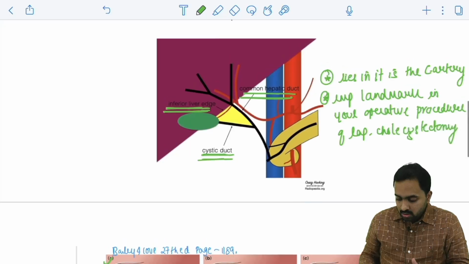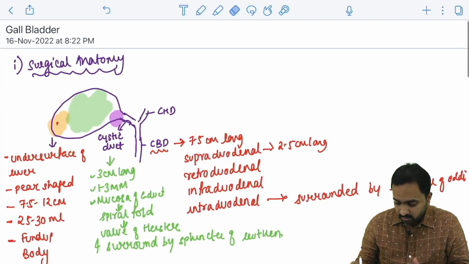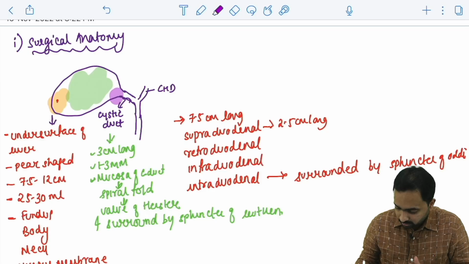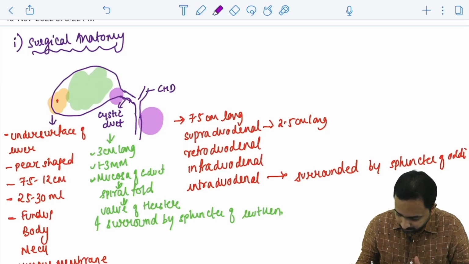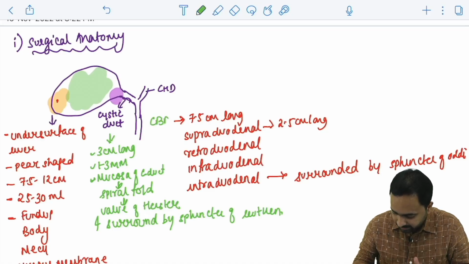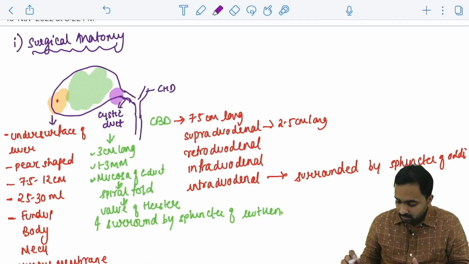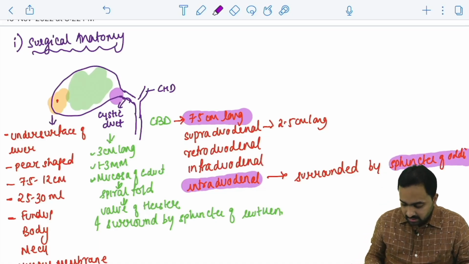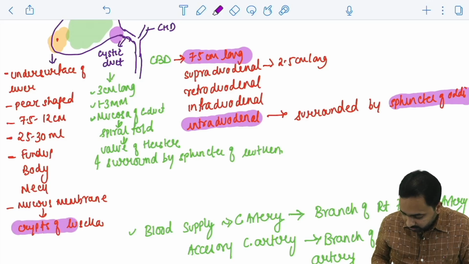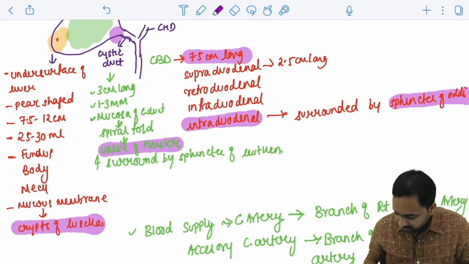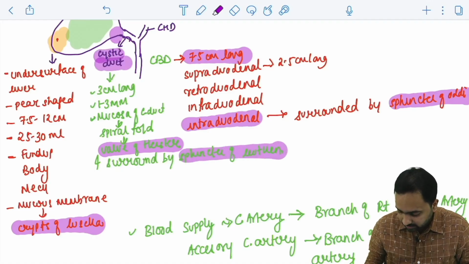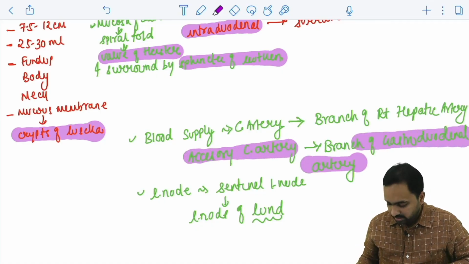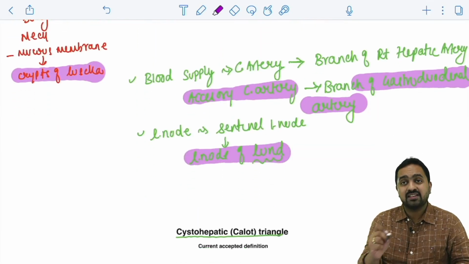So in the anatomy of the gallbladder, the important points that you need to remember is regarding the CBD, which is 7.5 centimeter long, and the intraduodenal part consists of the sphincter of Oddi. In case of gallbladder, crypts of Luschka, then valve of Heister and sphincter of Lutkens in case of cystic duct. Right? The accessory cystic artery is a branch of gastroduodenal artery, and the lymph node of Lund is the sentinel lymph node in case of gallbladder.